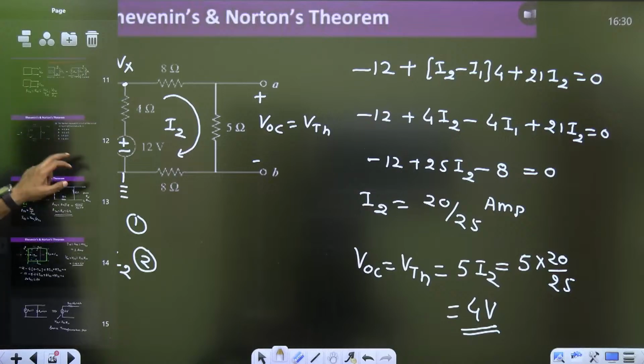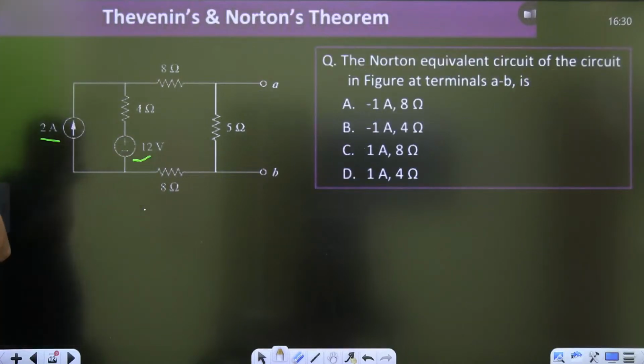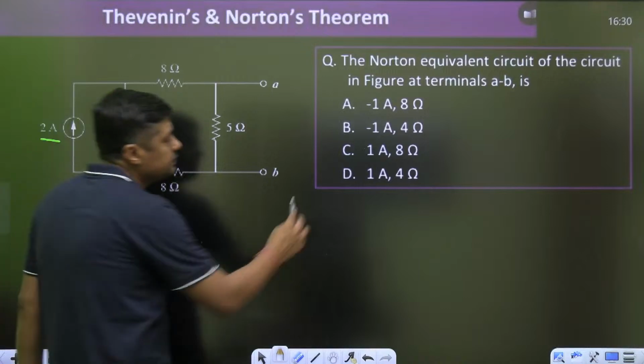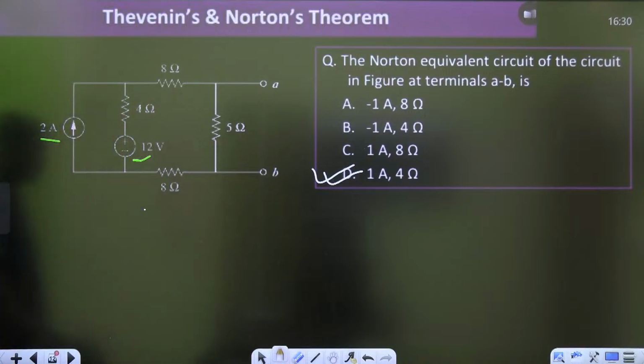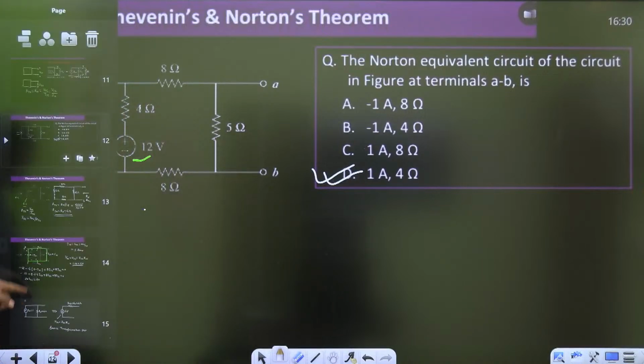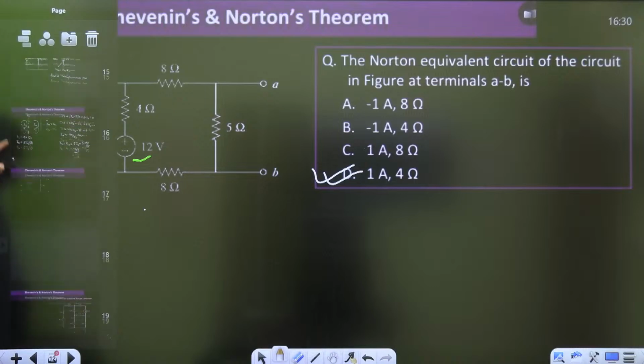Thevenin. So what is the answer for this question? Because the Norton is required, so answer is D. 1 ampere 4 ohm. Next one.